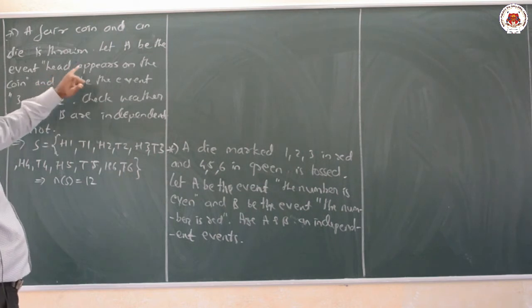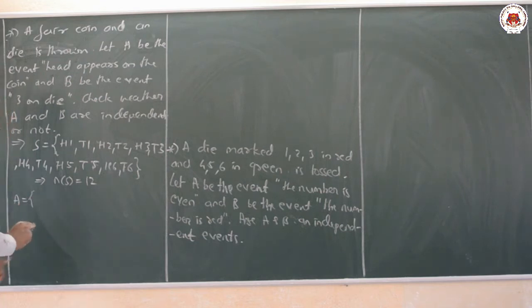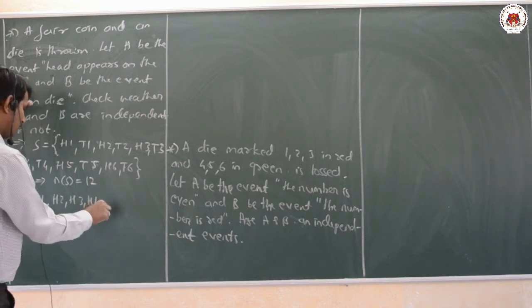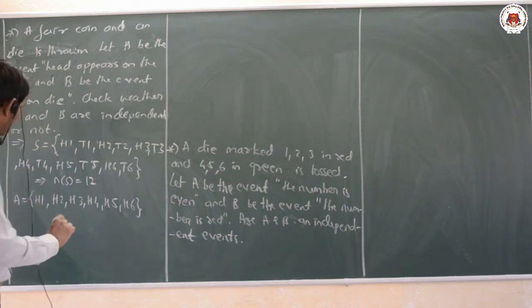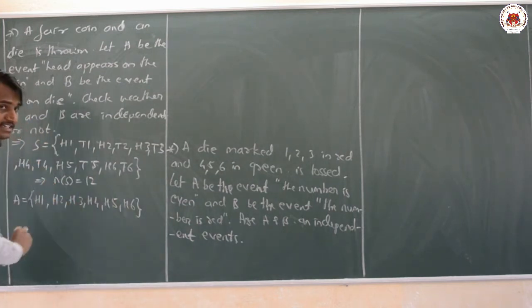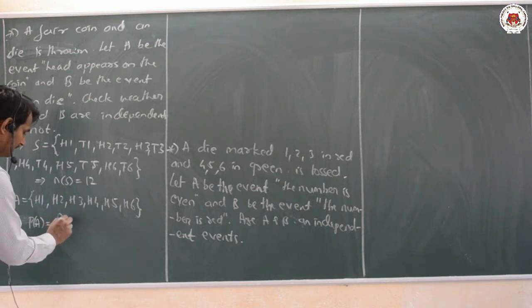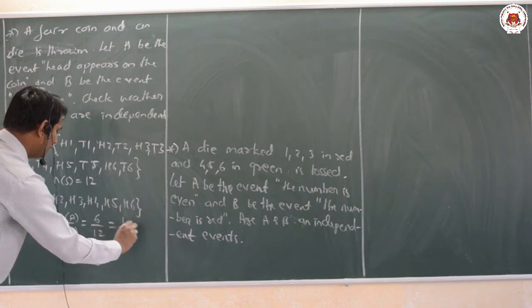Now the next thing. A is the event that head appears on the coin. Head appears on the coin means only head we have to choose. That is head 1, head 2, head 3, head 4, head 5, and head 6. That means n of A is equal to 6 here. Now I will find P of A here. P of A is equal to n of A divided by n of S. That is nothing but 6 by 12, the value will be 1 by 2 here.